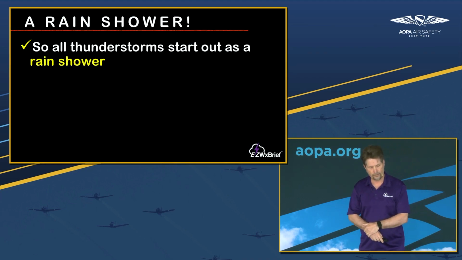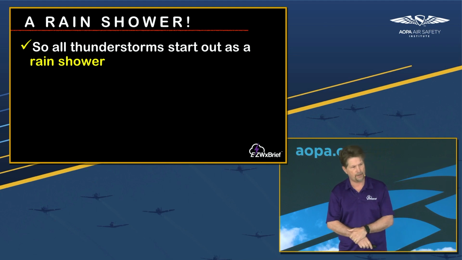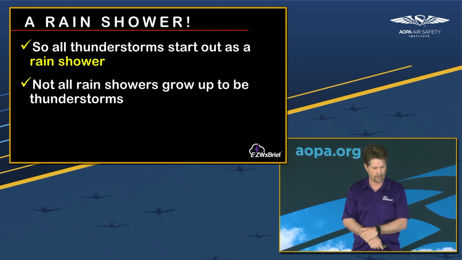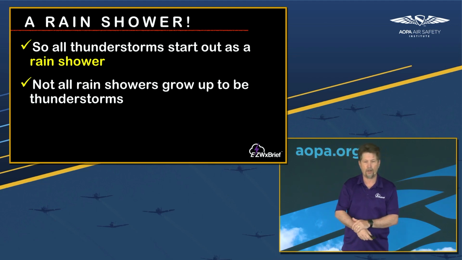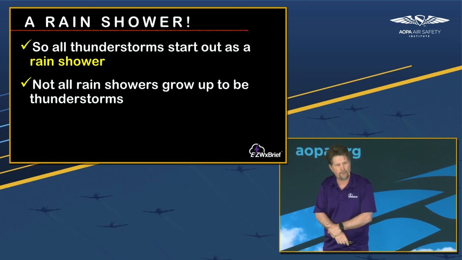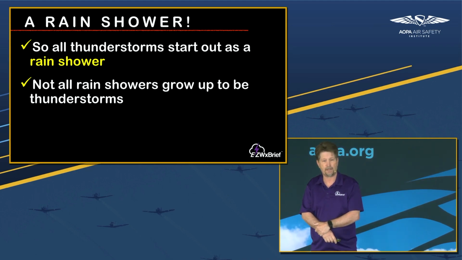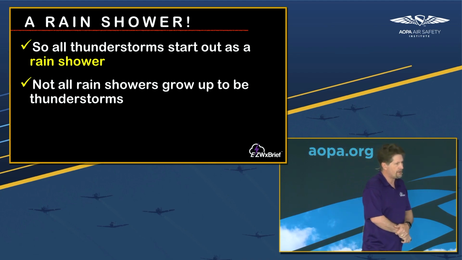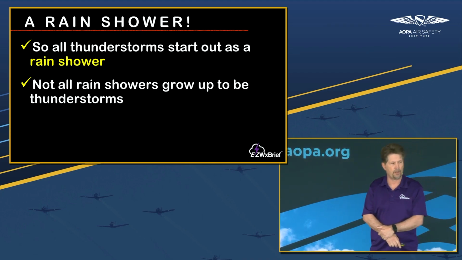So all thunderstorms start out as a rain shower. But we know that not all rain showers grow up to be thunderstorms, unfortunately. Or fortunately, as the case may be. But ultimately, we know that we don't always get a thunderstorm out of every single rain shower.